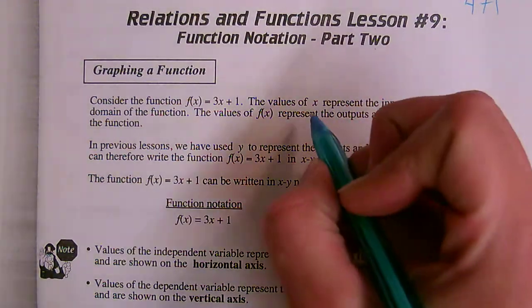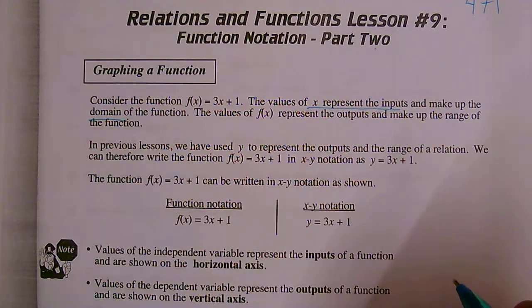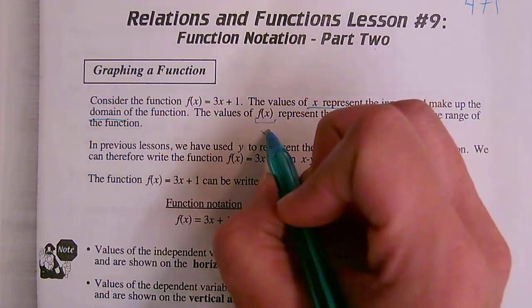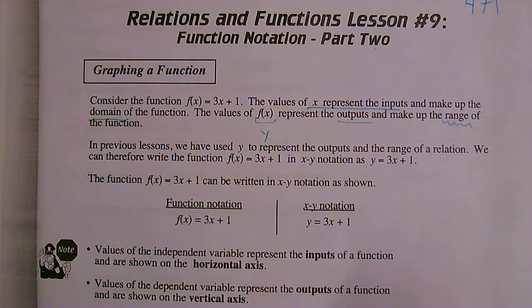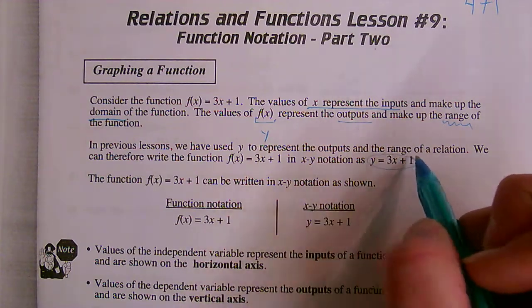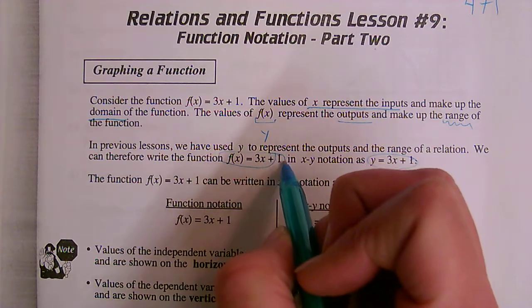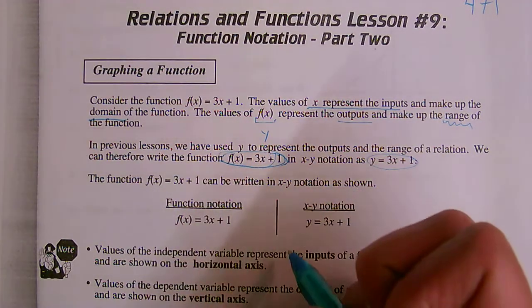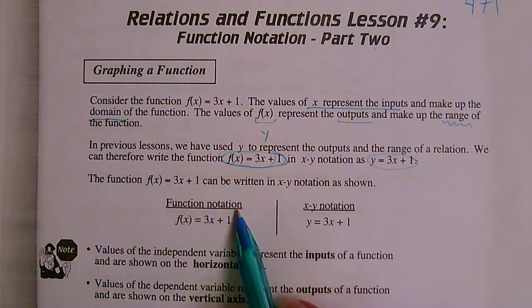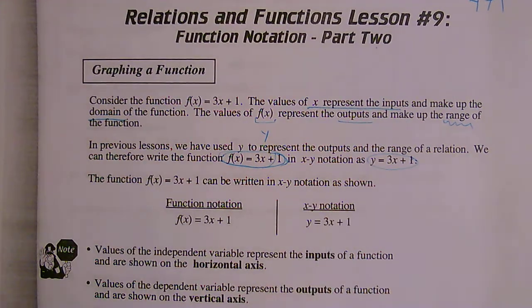Okay, so just a reminder that the x is the input and makes up the domain, and then f of x, that's our y, or our output, and it makes up the range. So in previous lessons we would look at this type of an equation, and now we've been doing the function notation like this. So f of x is equal to 3x plus 1. So we can write it in either one of the function notation or xy notation.